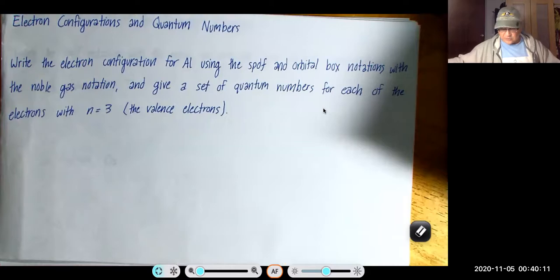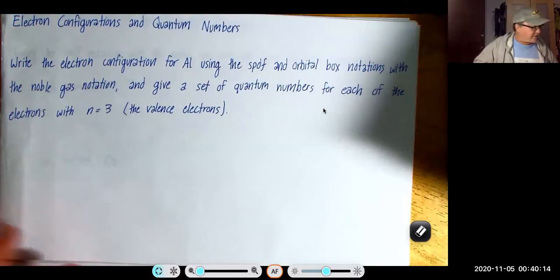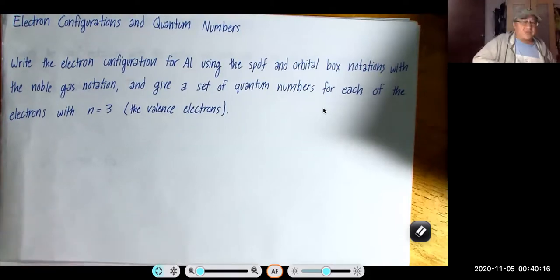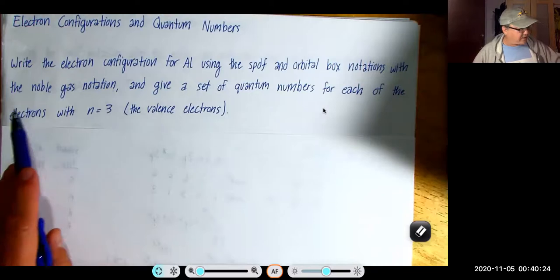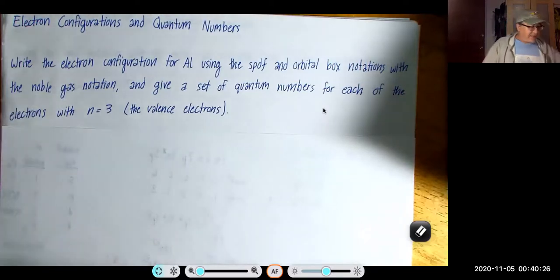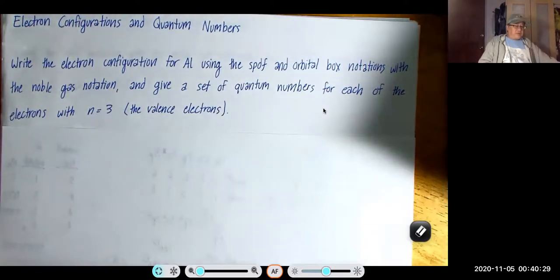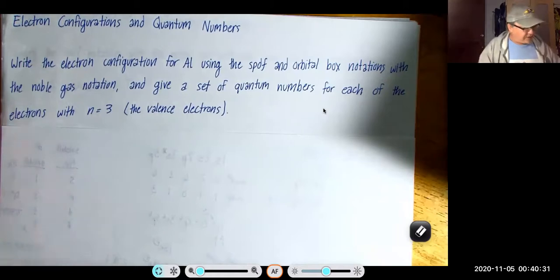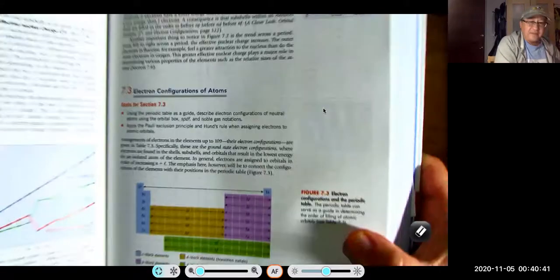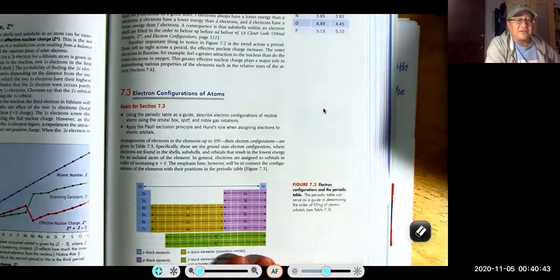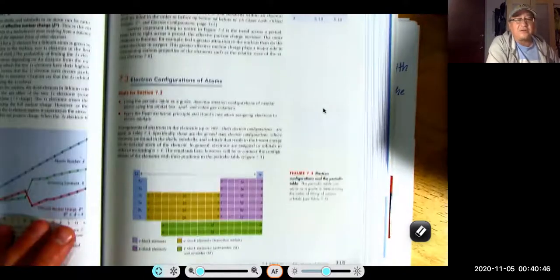So let's look at this next one. Electron configurations and quantum numbers. Write the electron configuration for aluminum using SPDF and orbital box notations with the noble gas notation. So they want the SPDF and the orbital box notation with the noble gas notation. For aluminum, I'm going to pull my periodic table out here now. And actually, you can see that we have this right here using the box notation or the block notation.